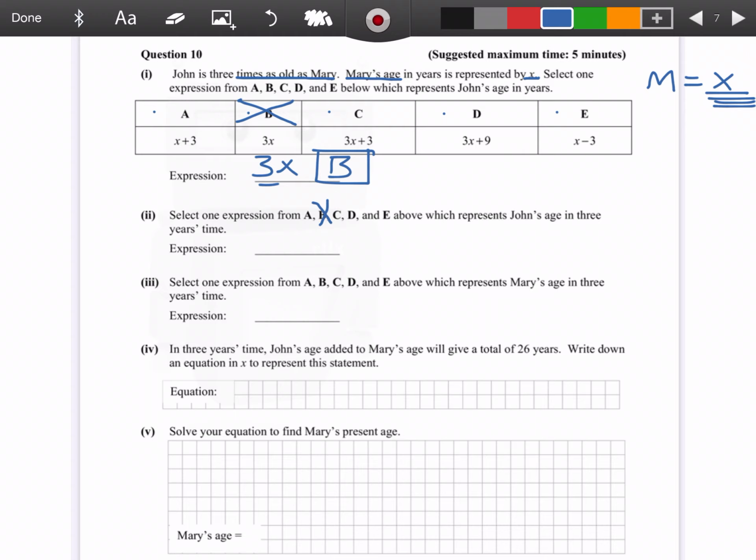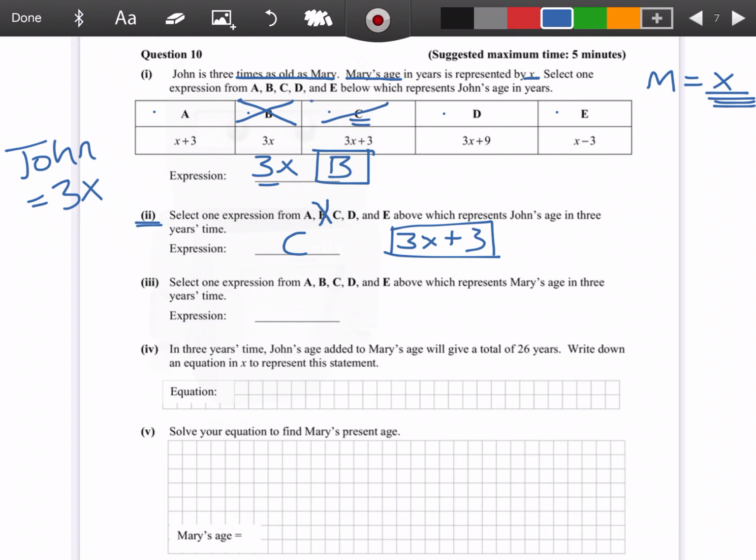So remember, John's age is now 3x. It says select one expression for part 2 here. Select one expression which represents John's age in 3 years' time. So I want to know what John's age would be, 3x, in 3 years' time. How do I figure that out? I'm going to add 3 to that. So that's my expression. So which letter do I see that expression under? It's C. So the expression is C, okay?